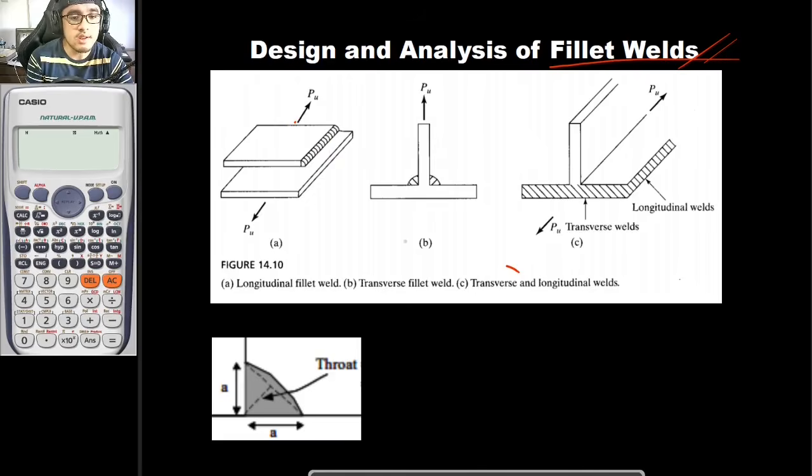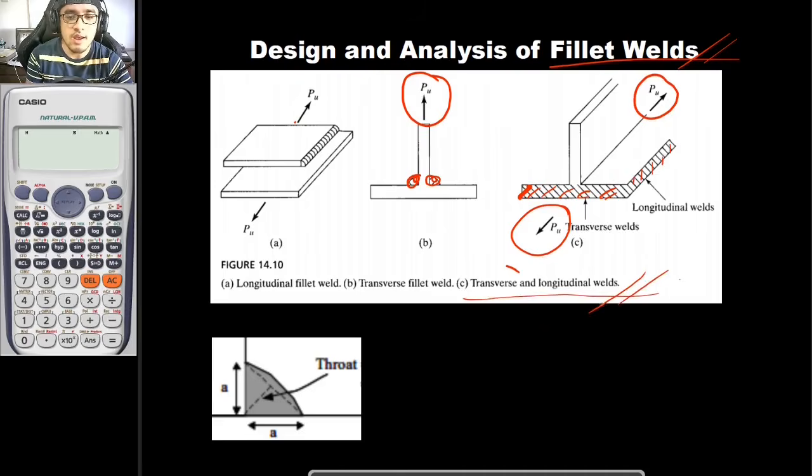But if it is perpendicular with your line of action or your force, like this, if this is your weld and this is your force, this is called a transverse fillet weld. And if you have a combination of both, a weld that is perpendicular to your force and a weld that is parallel to the direction of your force, you would call it, as you know already, a transverse and longitudinal weld. So it is the combination of both.